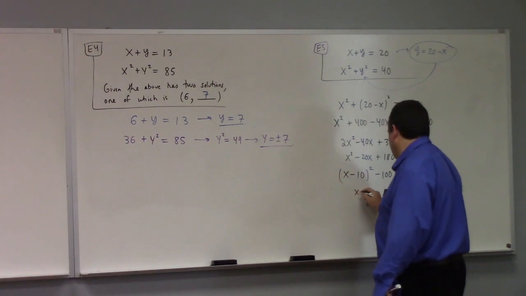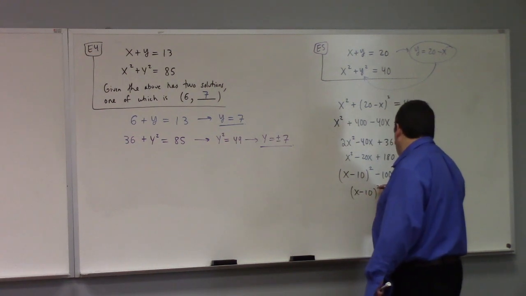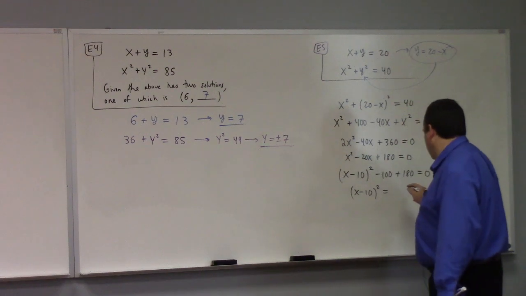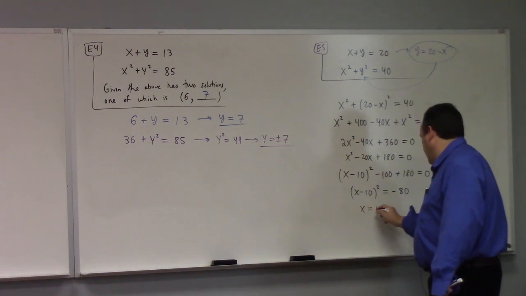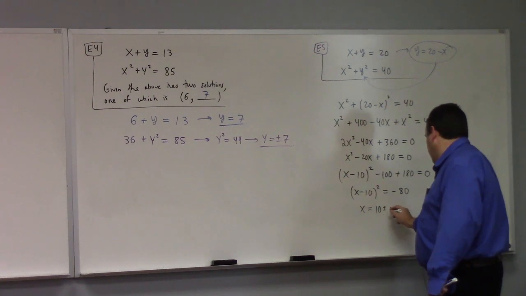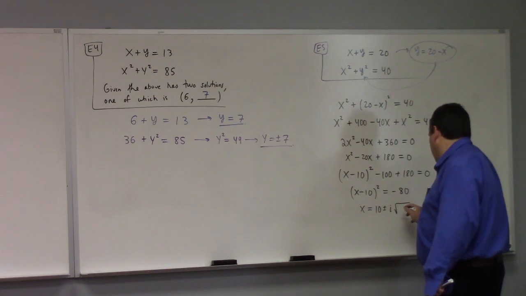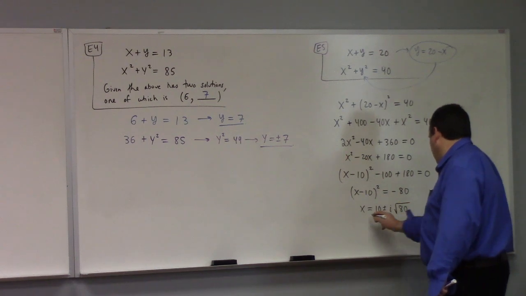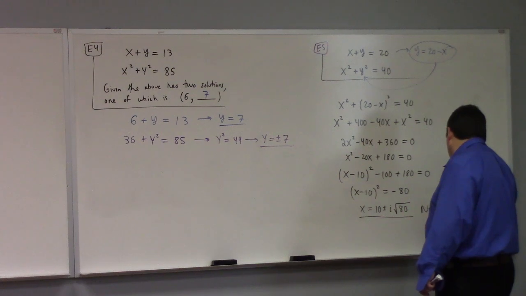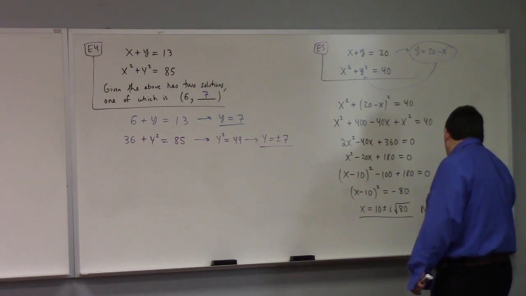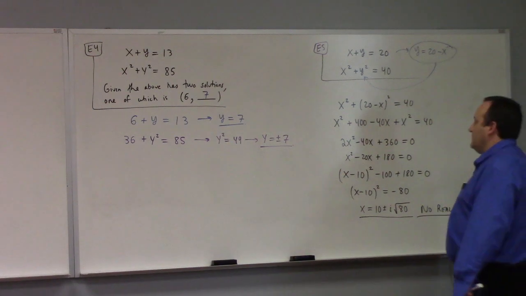Which gives me (x minus 10) squared equals minus 80. So x is equal to 10 plus or minus i times the square root of 80, which means there are no real solutions. And we're interested in real solutions.